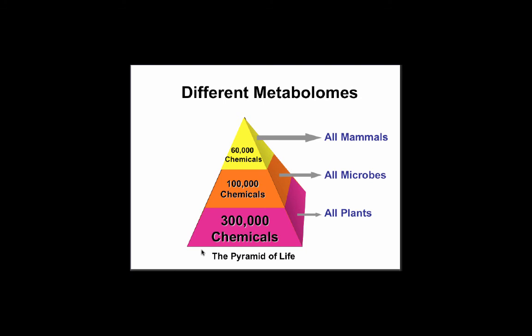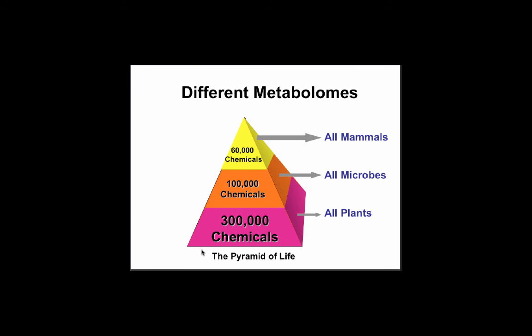But it is useful to look at this slide and to get a perspective in terms of the chemical complexity in the major kingdoms of life. So mammals, or if you want, animals, have a relatively simple metabolome. It might consist of 60, maybe up to 100,000 chemicals. In large part, that's because mammals, other animals, are not autotrophic. They need to get a lot of their nutrition from other organisms. They don't need to be able to synthesize everything. But they can also run away from threats.